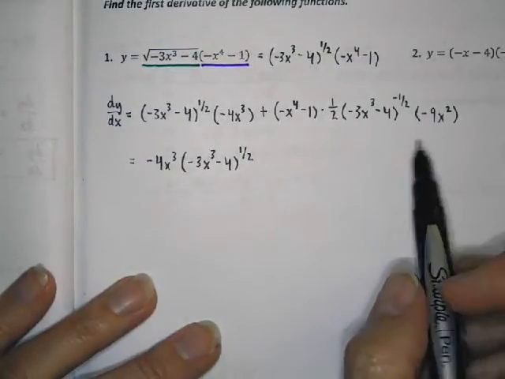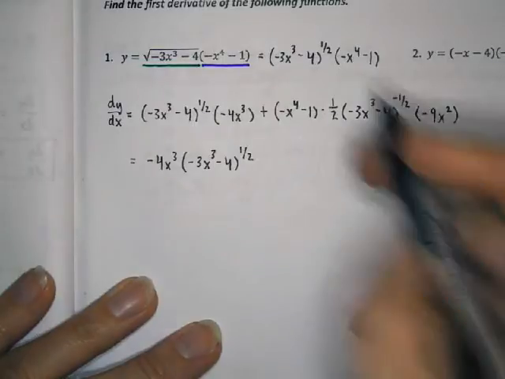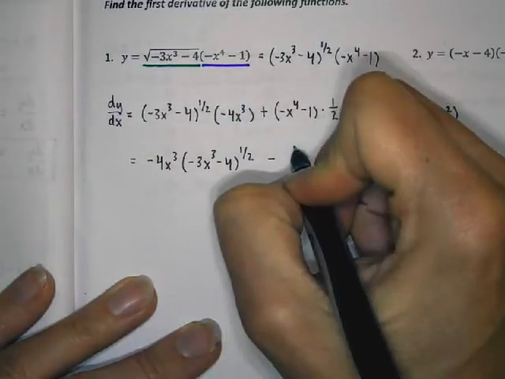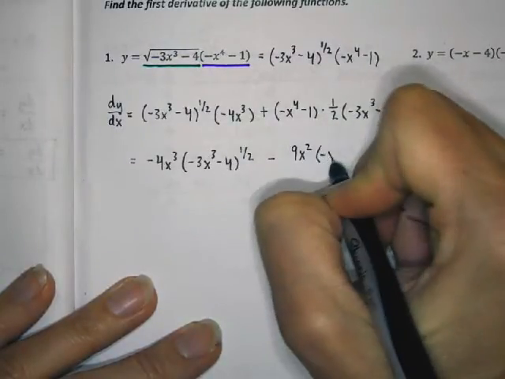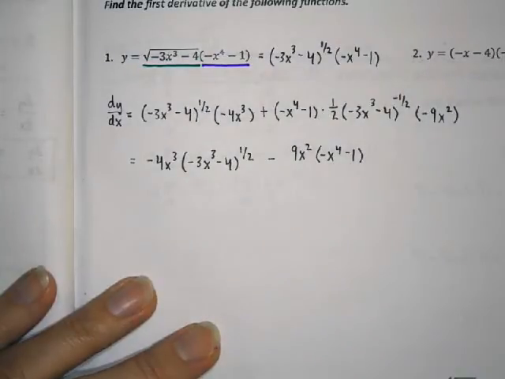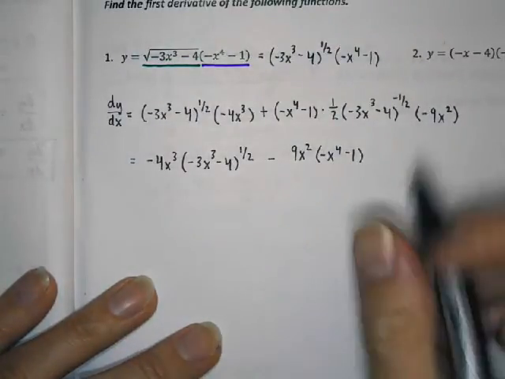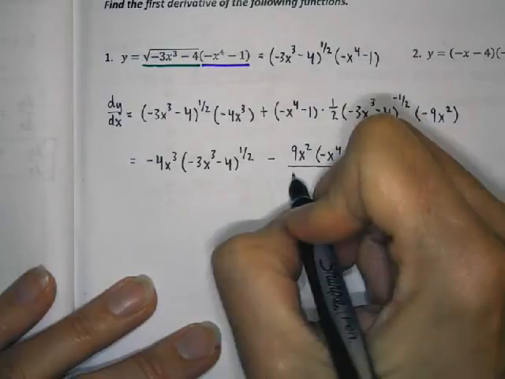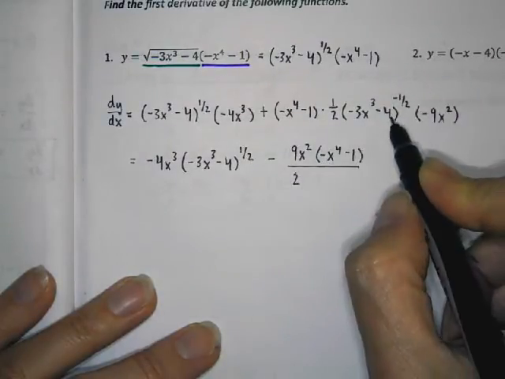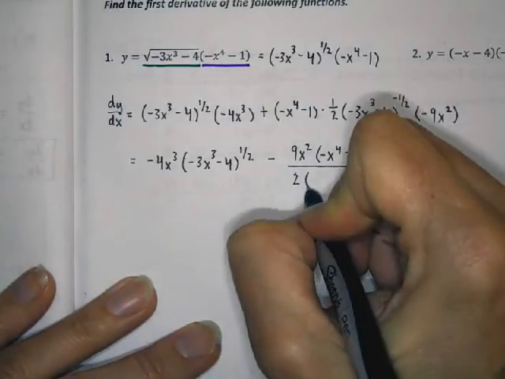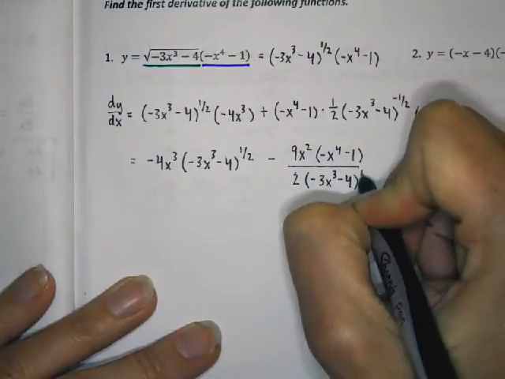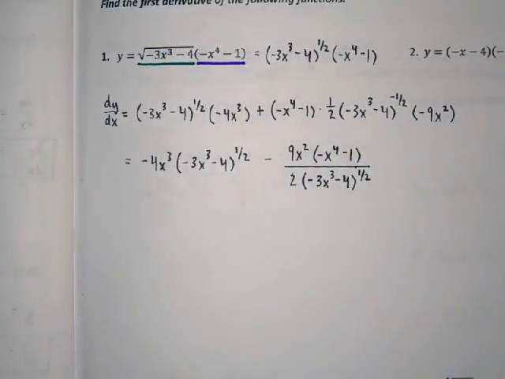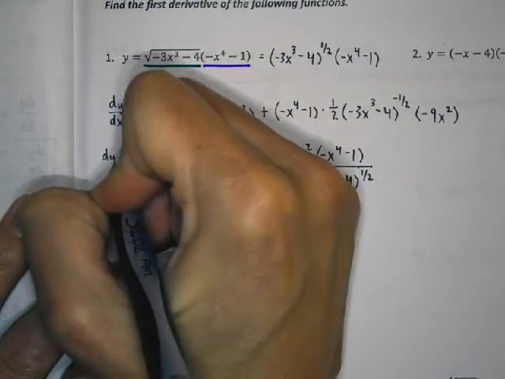Now my second term, I notice since I'm multiplying by a negative here, I'm going to have minus. I'm going to have a 9x squared in the numerator. I have a negative x to the 4th minus 1 term in the numerator. In my denominator, I'm going to take the 2 from my 1/2, and then I'm going to move this down to make it a positive exponent. So I have times a negative 3x cubed minus 4 to the 1/2. And that's really as far as we're going to go with our simplification.